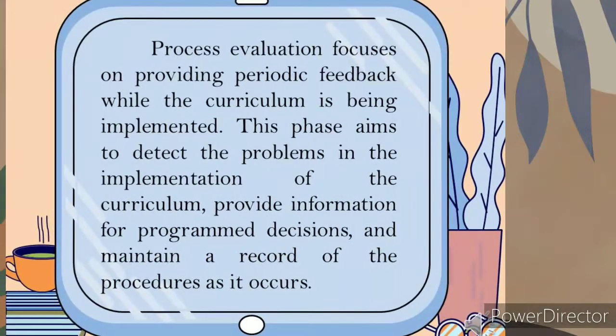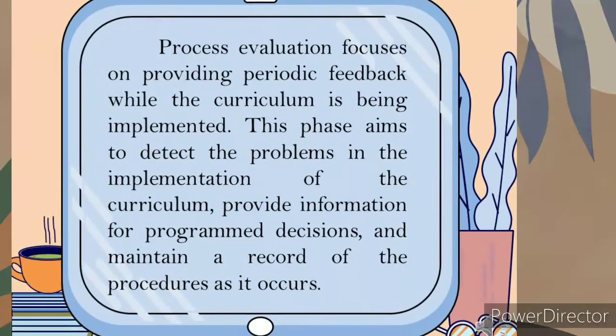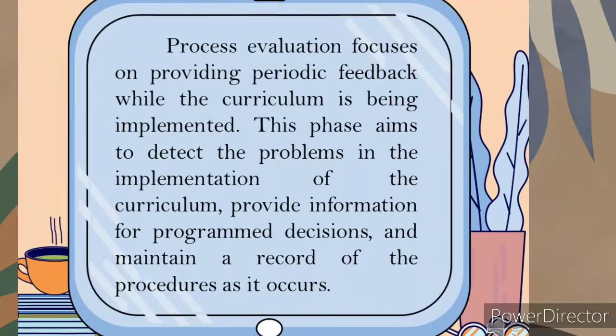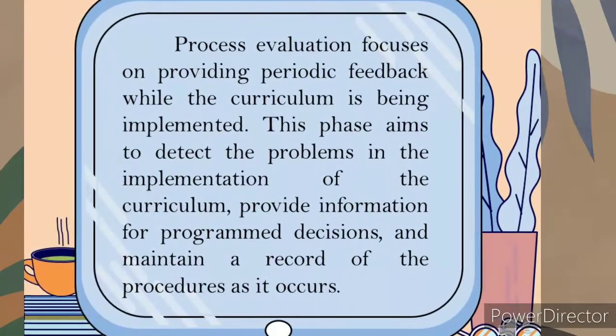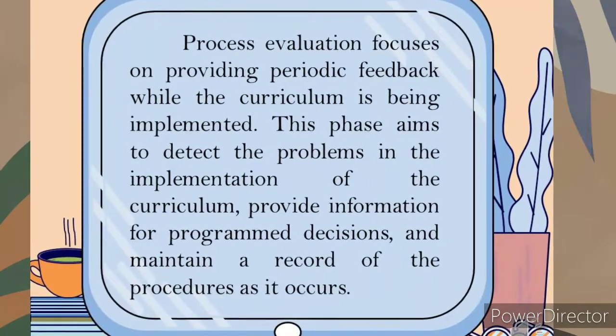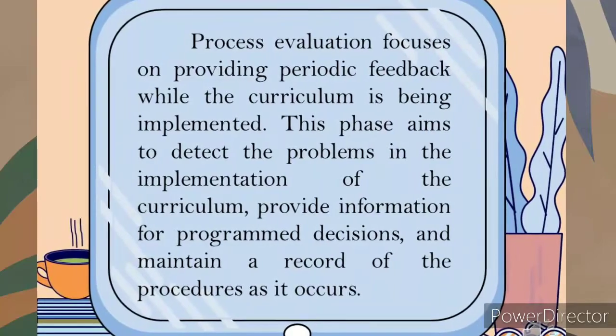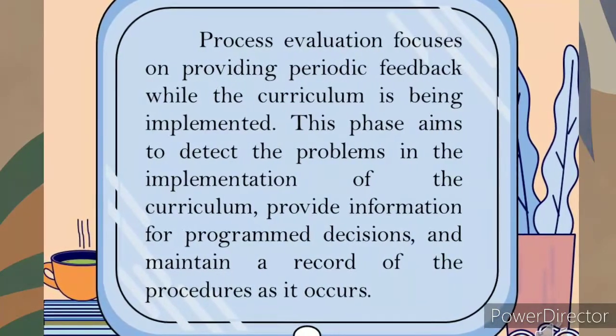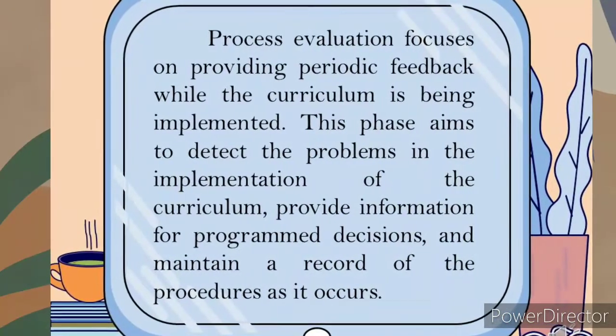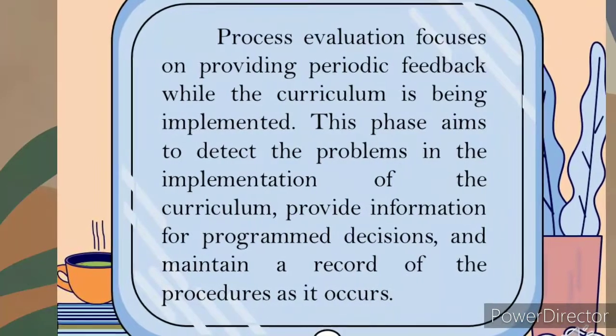Process evaluation focuses on providing periodic feedback while the curriculum is being implemented. This phase aims to detect the problems in the implementation of the curriculum, provide information for program decisions, and maintain a record of the procedures as they occur.